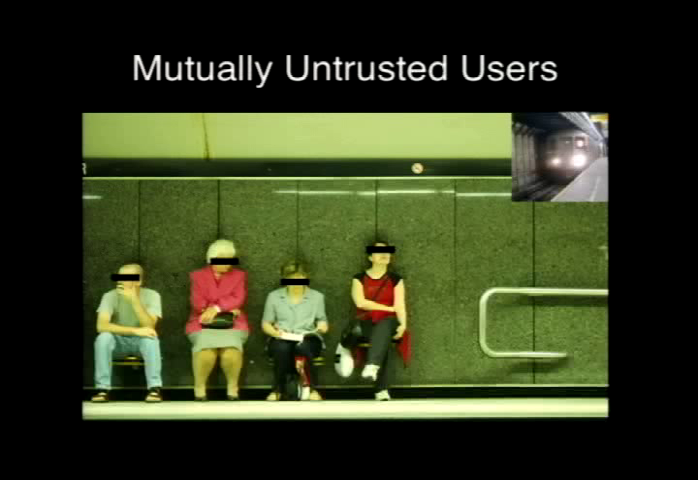Why are these people, they're all sitting waiting for a subway train? Why are they mutually untrusted users? Well, the guy on the far left, he is not to be trusted in that woman in the pink jacket's kitchen, all right? He doesn't get to touch stuff in there. And she's not to be trusted with his motorcycle, conversely. So you get down to situations where users are going to step on each other.